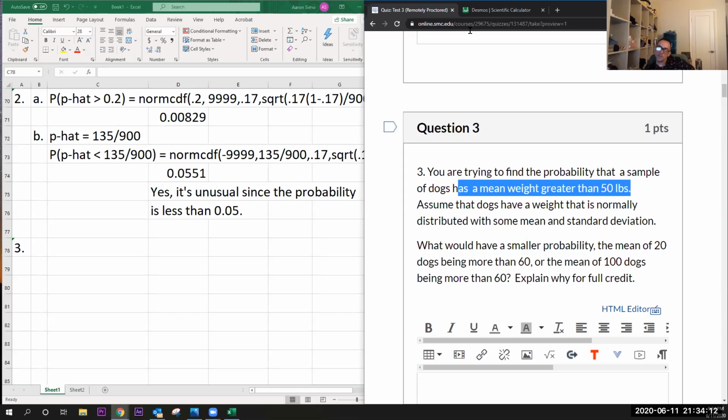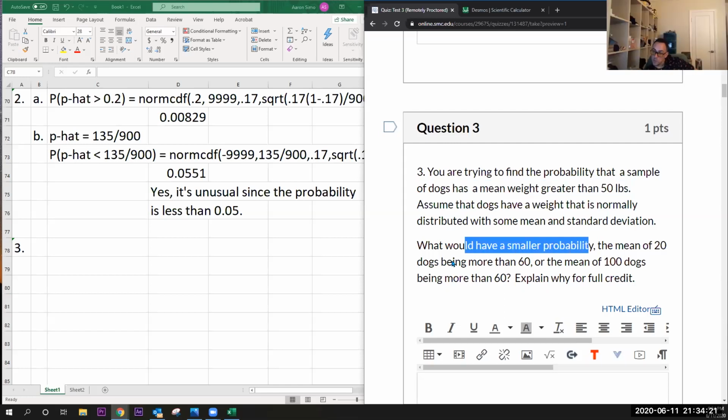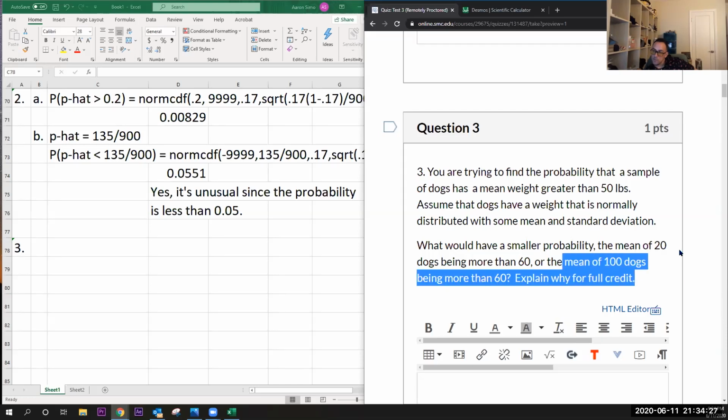I wanted you to think about the following concept. What concept am I trying to get at? What would have a smaller probability? The mean of 20 dogs being more than 60, or the mean of 100 dogs being more than 60? Explain why for full credit. I would say, what would you say, Adam? I would say that the mean of 20 dogs being more than 60 would have a smaller probability because if there's outliers with those 20 dogs, it'll throw off the mean weight more so than if there's 100 dogs and there's an outlier, the other 99 dogs will balance out the weight.